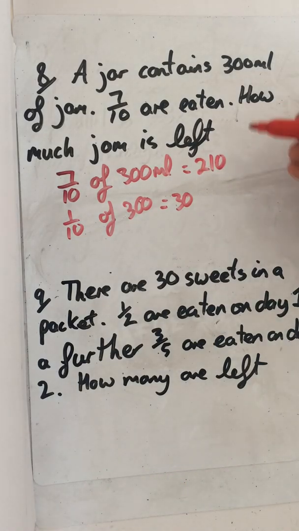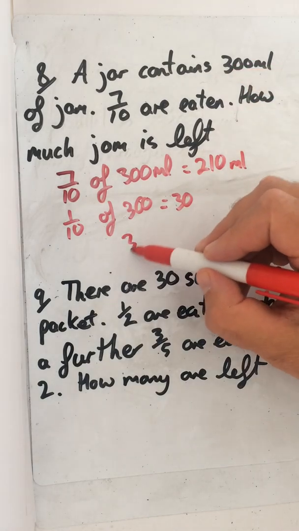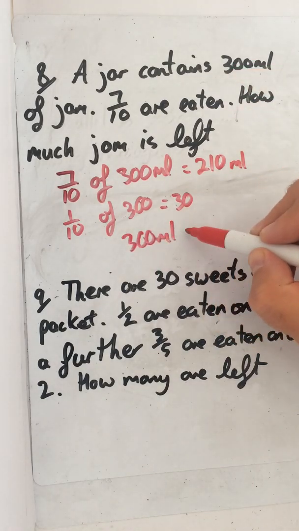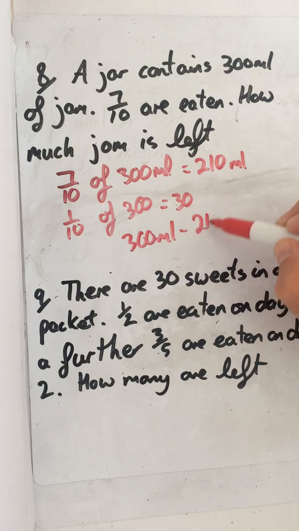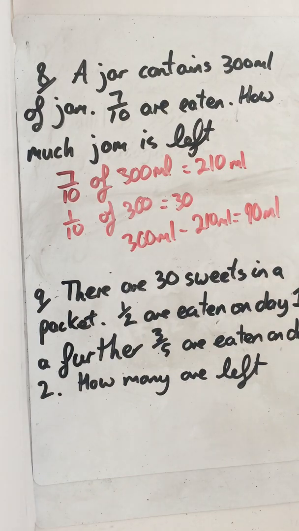I'm just doing the calculations quite quickly. So that means 210 millilitres are eaten. So this started with 300 millilitres minus the 210 millilitres that are eaten, so that leaves me with 90 millilitres left. Well done if you did that. Got that, 90 millilitres left.